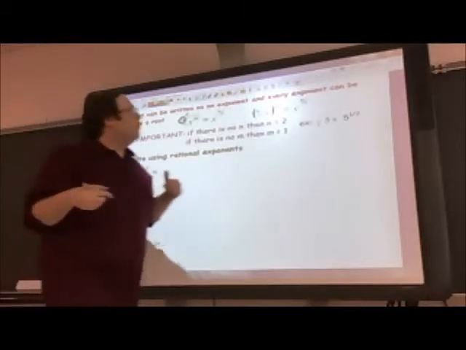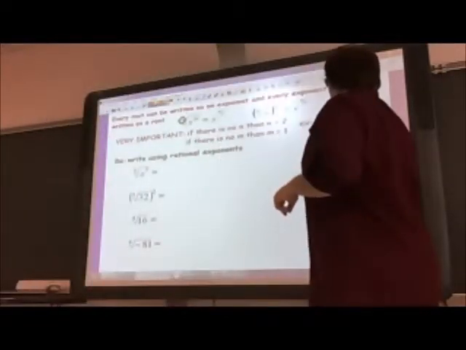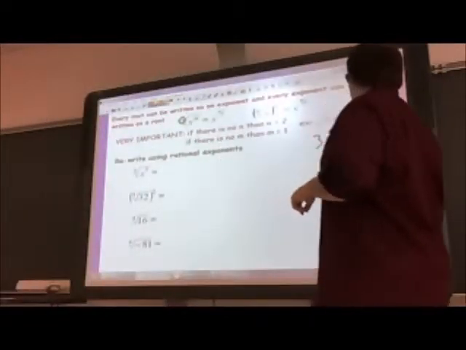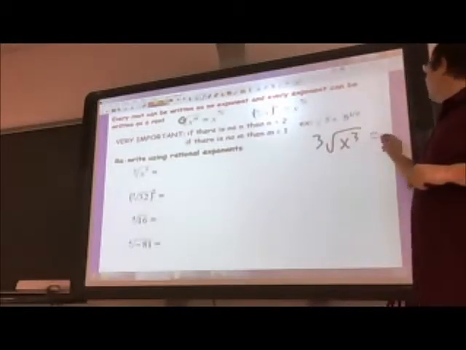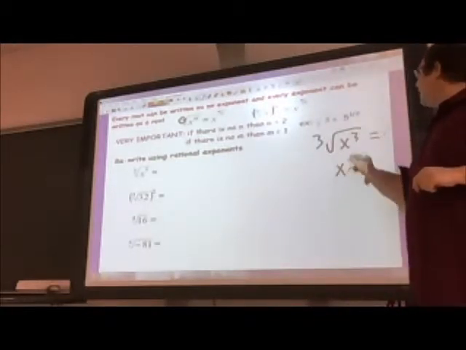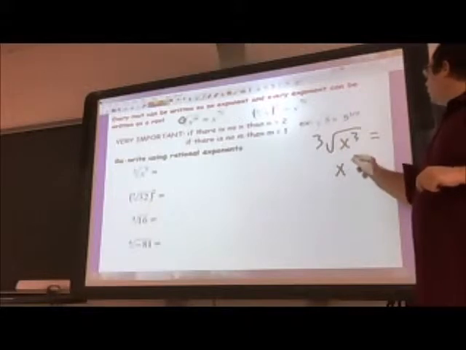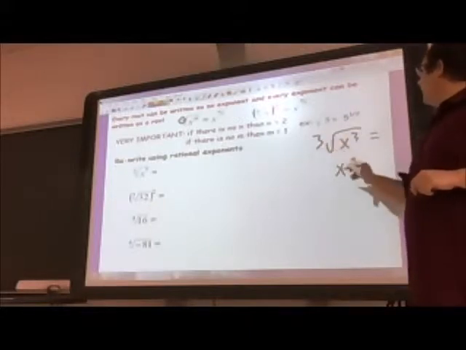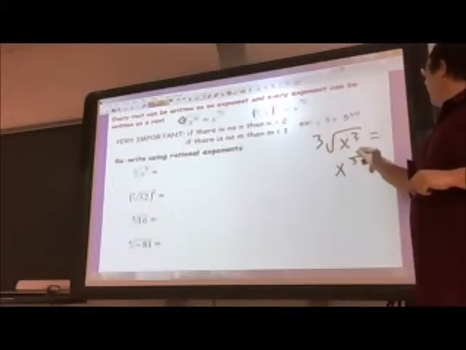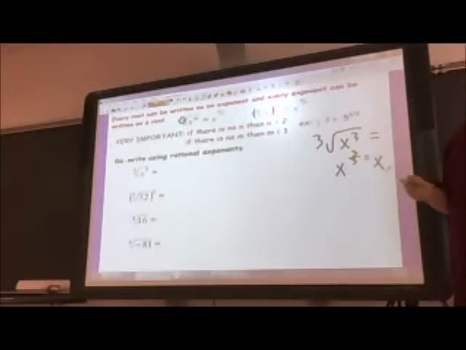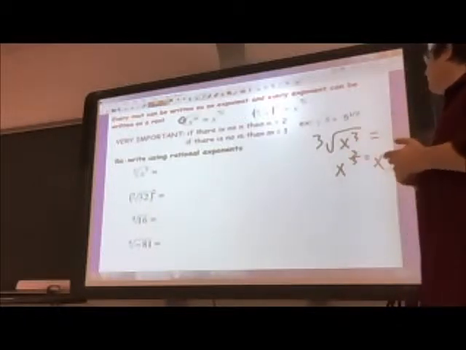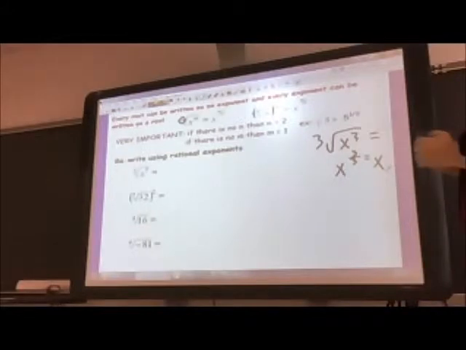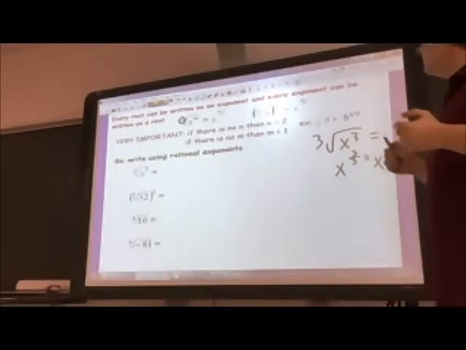So let's say we have the cube root of x to the 3rd. Well, the cube root of x to the 3rd is the same thing as, we take the x outside of the root, 3 becomes the denominator because that's the thing on the root, and then 3 becomes the numerator. This is just x. And you can see the cube root of x cubed is definitely x, because the cube root of anything cubed is itself. So this will be x to the 1st power, which is x.